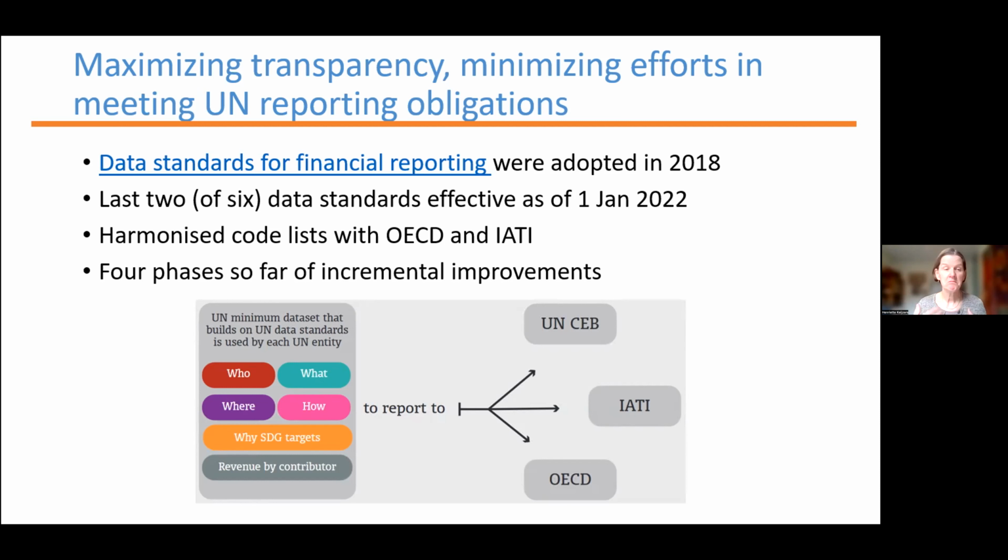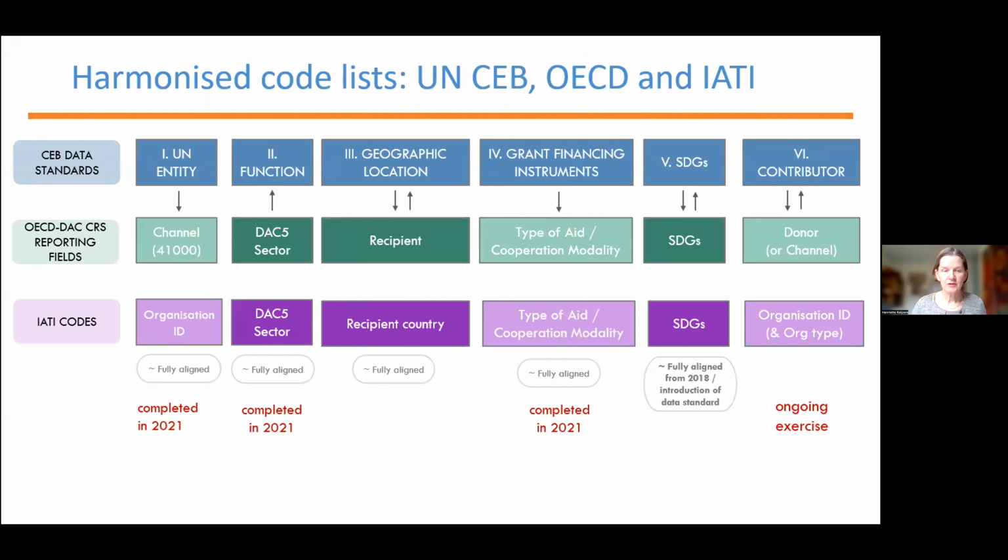And then you can only do this if you harmonize your code lists and if you keep on learning and keep on improving. Julie already talked about this harmonized code list, so this is another way of presenting it. Across the 6 data standards which the UN has right now, we now have completely harmonized code lists between the UN, the OECD, and IATI. That gives comparability of data, and it also enables you to combine these different data sources and know that you're talking about the same thing.